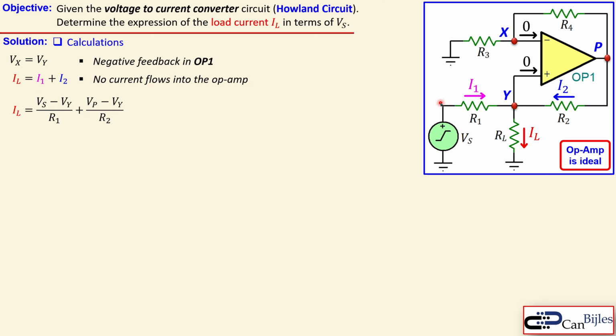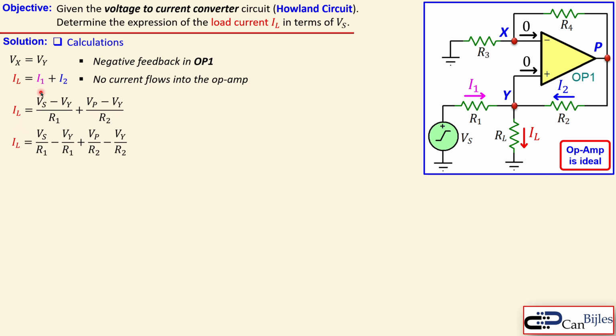We can say I1 is from this node to that node. That voltage is Vs minus Vy, shown here, over R1. And this current I2 is Vp minus Vy over R2, shown here. Now we have, let's say, 2 unknowns, Vy and Vp. We don't know yet what they are, so we need to move on.